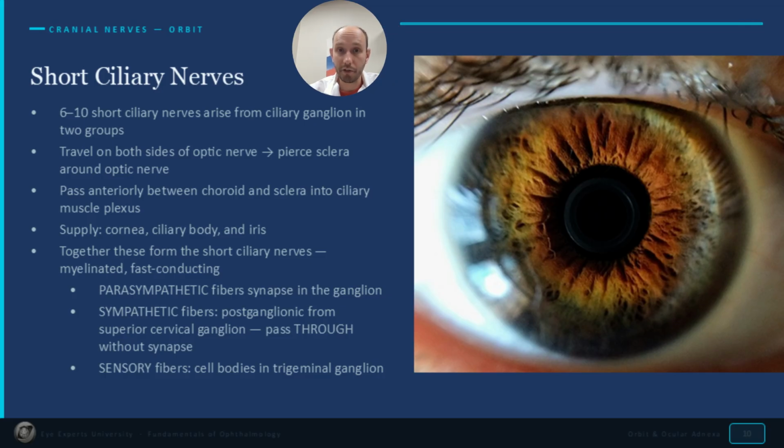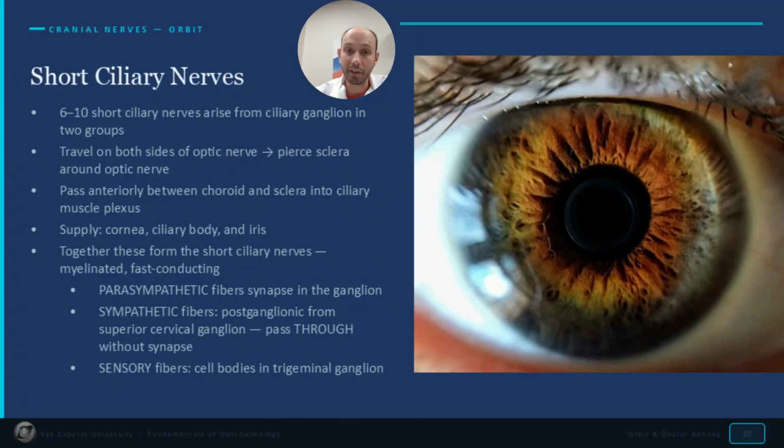In contrast, the short ciliary nerves, there's more of them, about 6 to 10. They do arise from the ciliary ganglion. And then they will travel on both sides of the optic nerve, pierce the sclera near the nerve, and as they enter the eye between the choroid and the sclera, they will travel to supply the cornea, the ciliary body, and the iris. Together, the parasympathetics, sympathetics, and the sensory nerves form these myelinated, fast-conducting nerves. The parasympathetics are the ones that synapse in the ganglion.